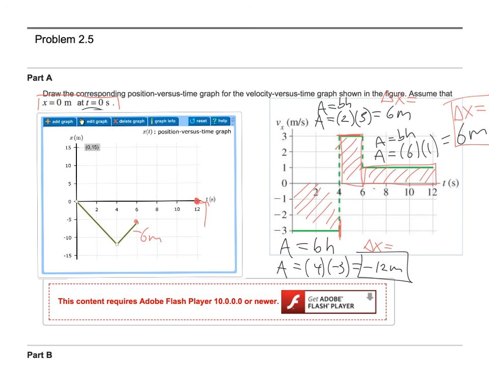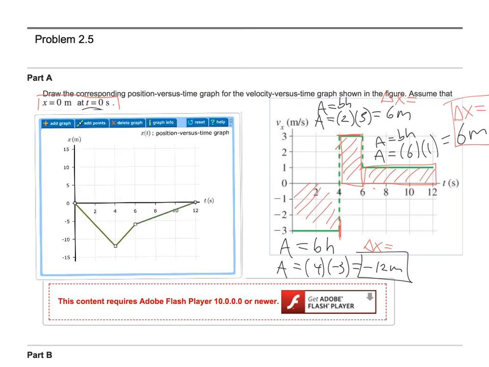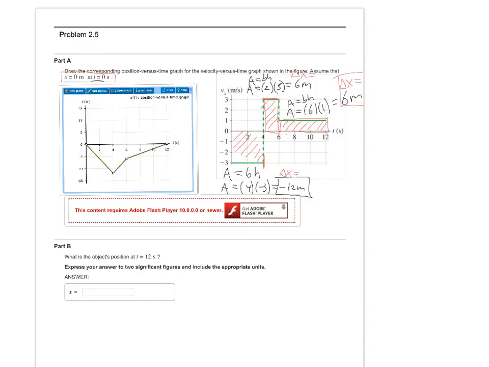And so that's going to be my final point, (12, 0), because I know from 6 seconds to 12 seconds, my change in position is 6 meters, bringing me from -6 up to 0. When I go ahead and click that final point, I end up getting a graph that looks like this. Question B simply asks, what is the object's position at 12 seconds? Well, that's easy now that I've created my graph. I'm just looking right here at that point, and I can see that its position at 12 seconds is 0 meters.